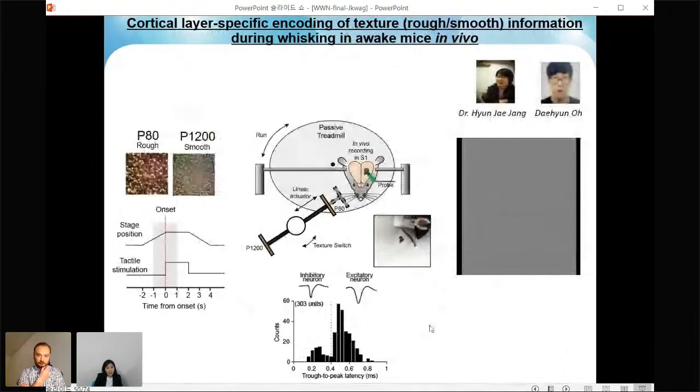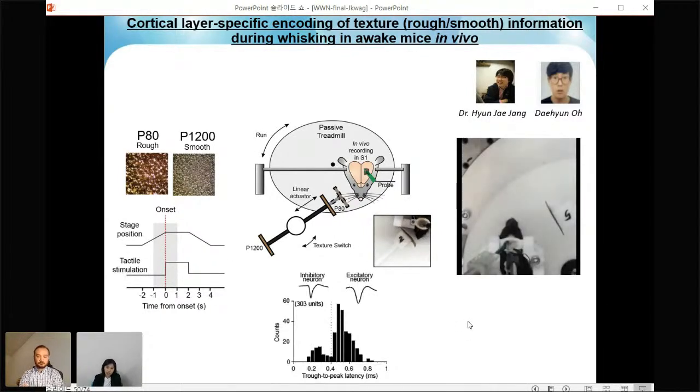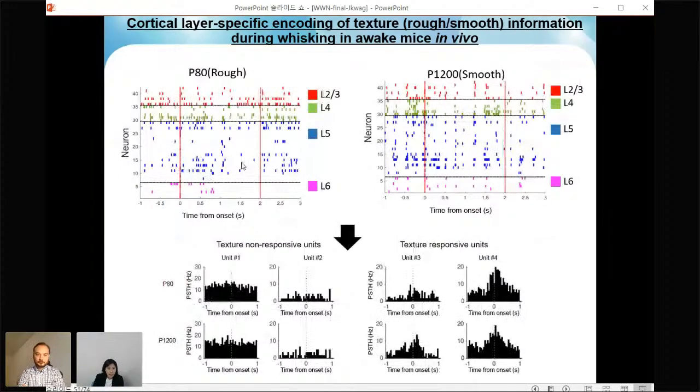So here we are now doing further experiments to investigate what kind of neural codes arise in the barrel cortex of awake mice during different texture presentation. This is work being done by Dr. Hyun Jae-jang and Daeono from our lab. We are presenting different textures, different roughness or smoothness, to the head-fixed mice and doing the same experiment, implanting an electrode to record the spike activities across all cortical layers. We're using two different textures, P80, which is rough, and P1200, which is smooth. And now we are recording the spike activities in the two cases.